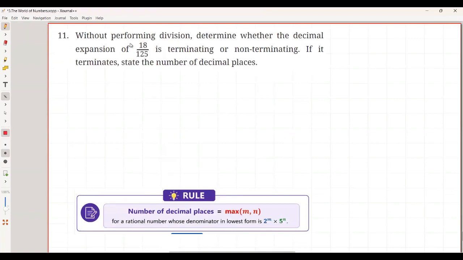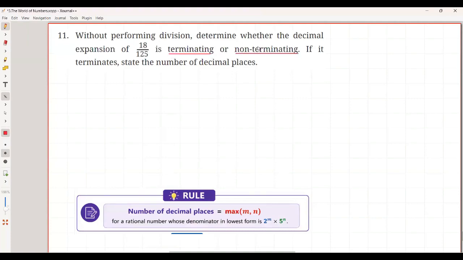Now, without performing division, determine whether the decimal expansion of 18 by 125 is terminating or non-terminating. So we should not divide 18 by 125. Without dividing it, we have to identify whether the given rational number is terminating or non-terminating.